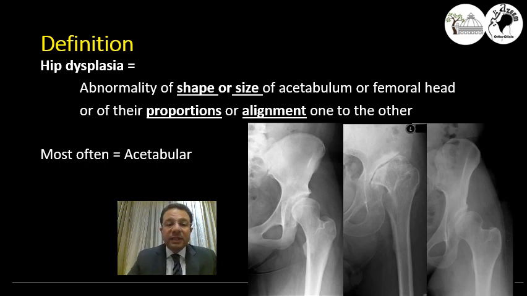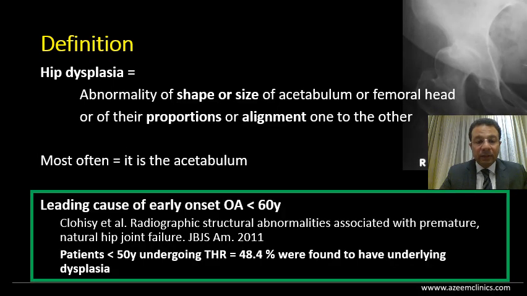Hip dysplasia means there is an abnormality in the shape or the size of the acetabulum or the femoral head, or their proportions or alignment in relationship to one another. Most commonly, it's found on the acetabular side. Hip dysplasia, or acetabular dysplasia especially, is a leading cause of early osteoarthritis in young adults. In a report from the US, they found that among patients undergoing total hip replacement who were less than 50 years old, 50% were found to have an underlying degree of acetabular dysplasia.